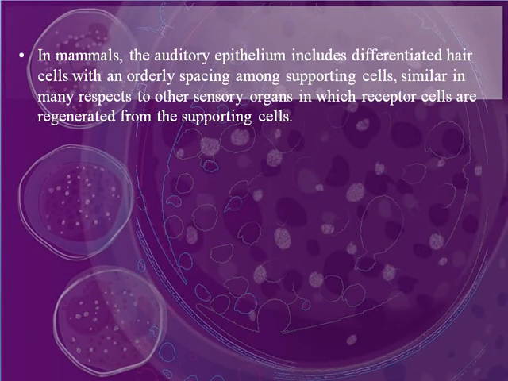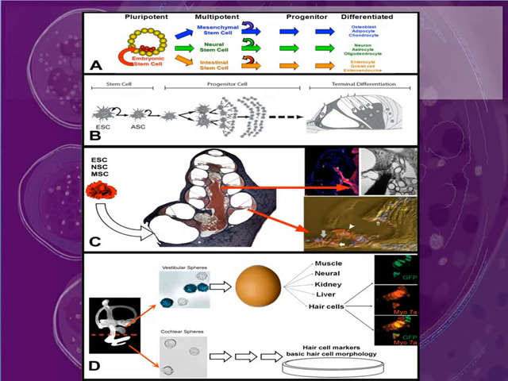In mammals, the auditory epithelium includes the differentiated hair cells with an orderly spacing among the supporting cells, similar in many respects to other sensory organs, in which receptor cells are differentiated from the supporting cells. So now here we can see how the embryonic stem cells, the pluripotent cell, differentiate into multipotent cells, the mesenchymal stem cell, the neural stem cell, and the intestinal stem cells. So here we can see this is the cochlea.